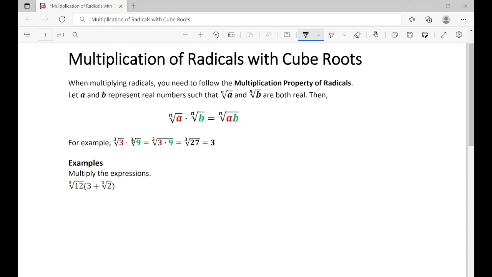So that looks more like, in practicality, if we were to take the cube root of 3 and multiply the cube root of 9, it would just be the cube root of 3 times 9, which would give us the cube root of 27, which if you can reduce down, in this case you can, you would just get 3.